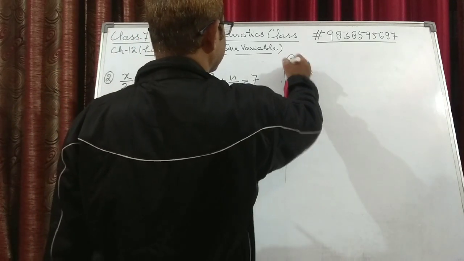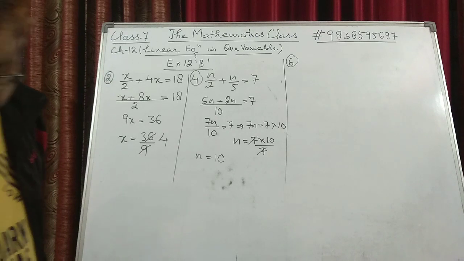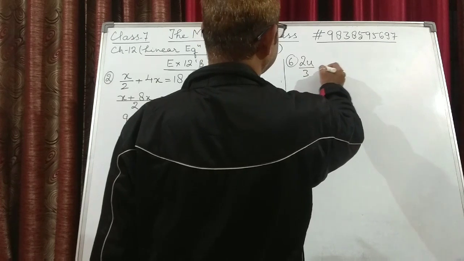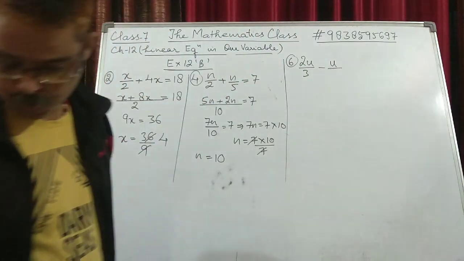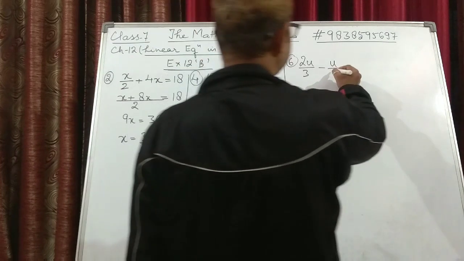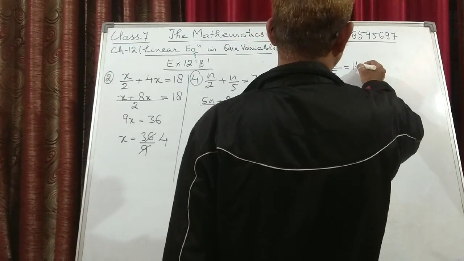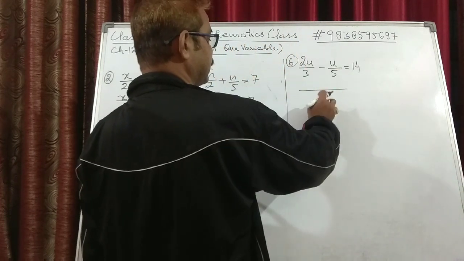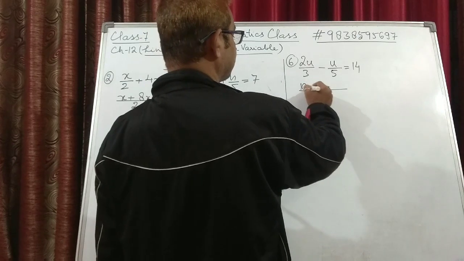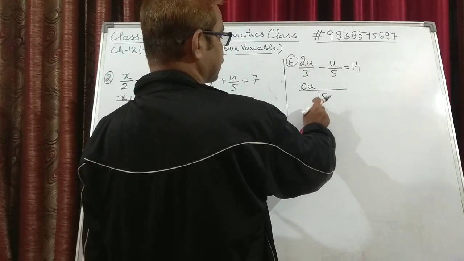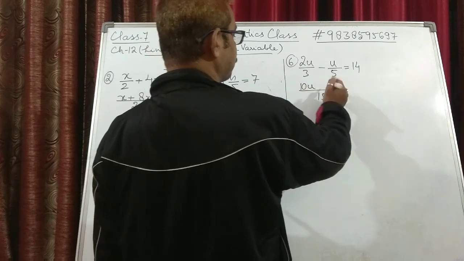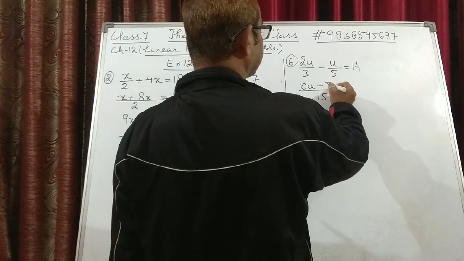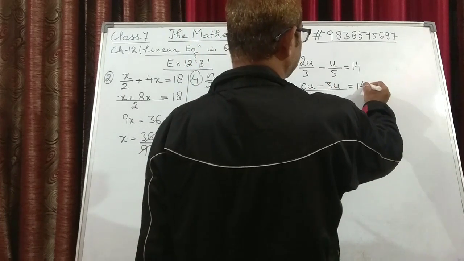Now we move on to question number 6. In question number 6, 2u upon 3 minus u upon 5 is equal to 14. So LCM is 15, 3 5s are 15, 3 5 2s are 10. This will become 10u. 3 divides 15, 5 is there. 5 multiplies by 2u, so it is 10u. Minus 15 is divided by 5, we get 3. 3 times u is 3u is equal to 14.